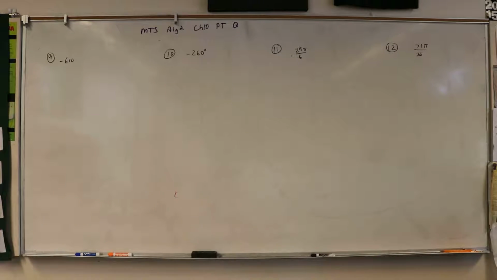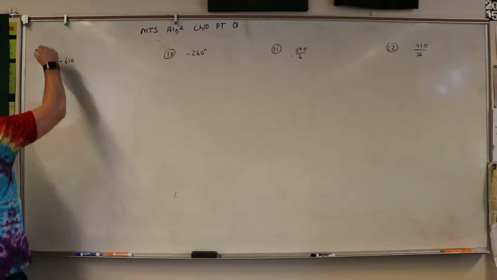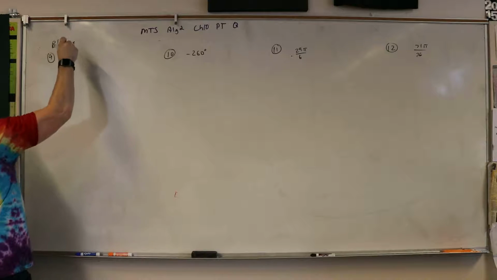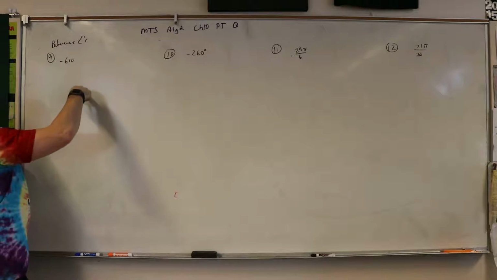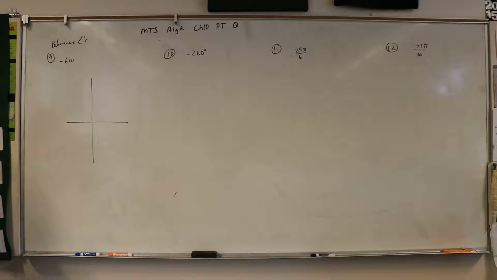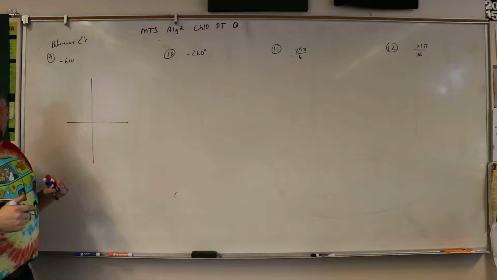Alright, so reference angles, right? That's what the first one is. So reference angles, we're going to first draw the angle, right? So negative, that was 610, right?